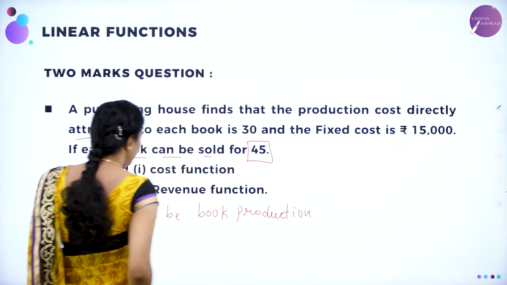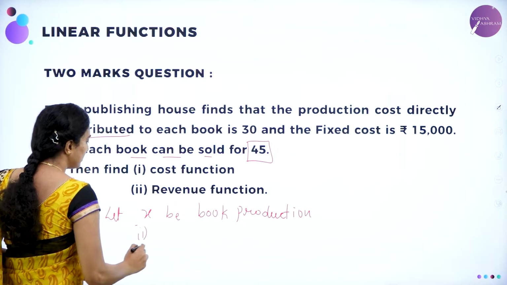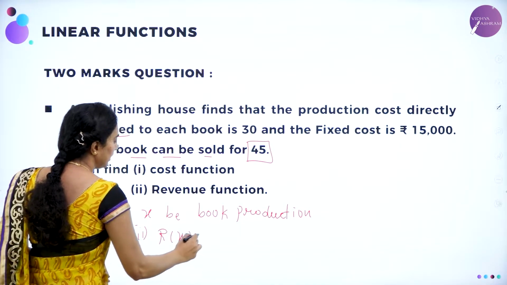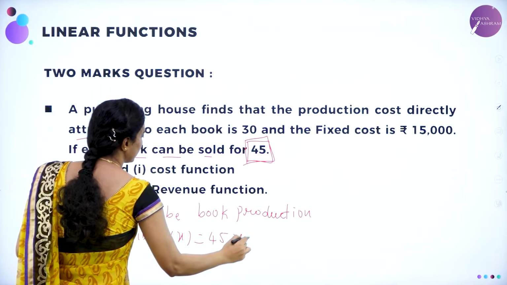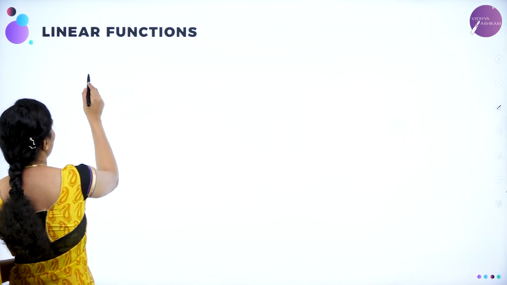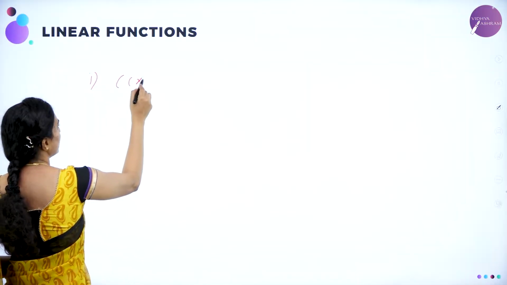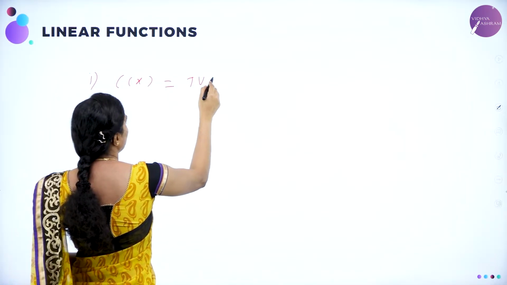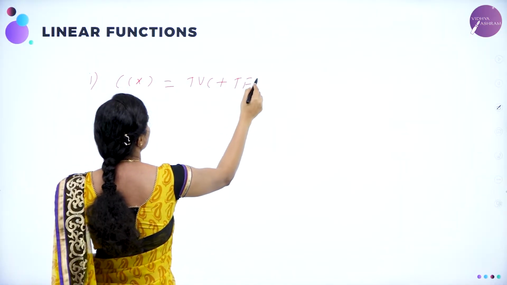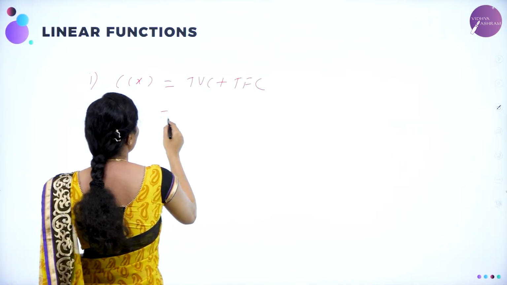So therefore, the second answer, R of X, is equal to, it is sold for 45, means 45 into X, correct? So next they have asked the first question, which is C of X is equal to total variable cost plus total fixed cost. What is the total variable cost?